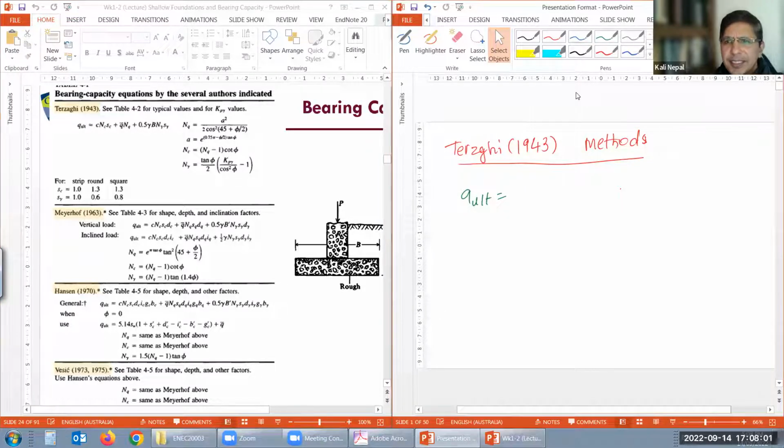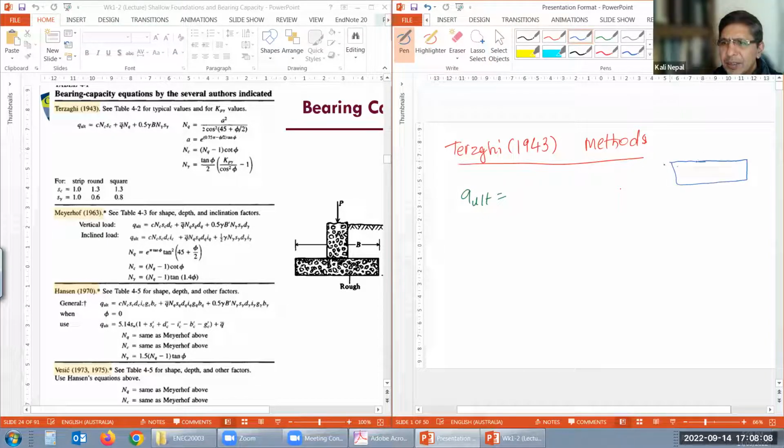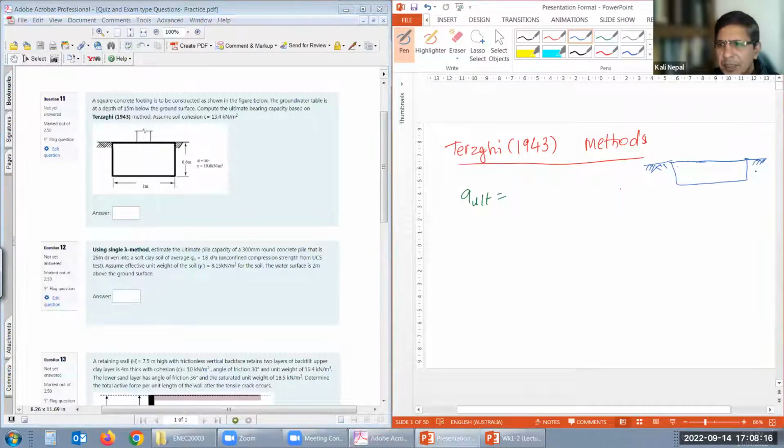What is Q ultimate? cNc Sc plus Q bar Nq plus 0.5 gamma B N gamma S gamma, maybe. Maybe it's good to draw the diagram also, so that we know what we are calculating. How much is that? Let's do the question first. That's 0.6, that's 0.6. Diagram is okay. Don't write the copy of the questions at the top, but the diagram and the summary of the data is good. Okay, so that's a 1.